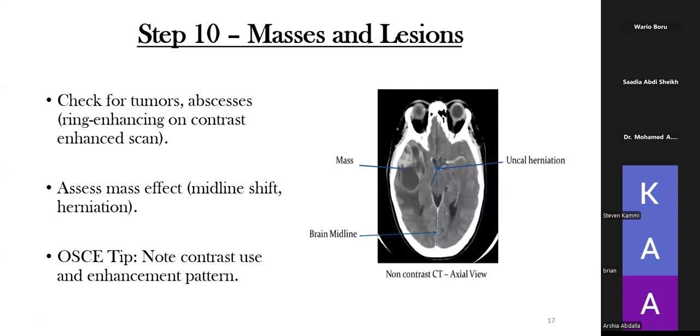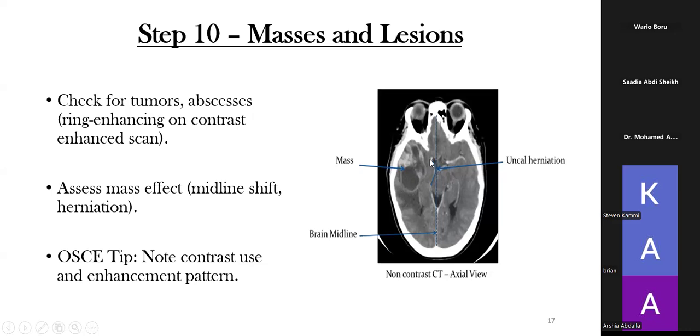Then quickly, you want to be able to describe any masses and lesions. You cite where they are. You discuss the density. You can discuss the shape. Are they diffuse? Are they well circumscribed? Like this one, you can see it's well circumscribed and it has a good outline with hypodensities that are around it. So most likely this is edema.